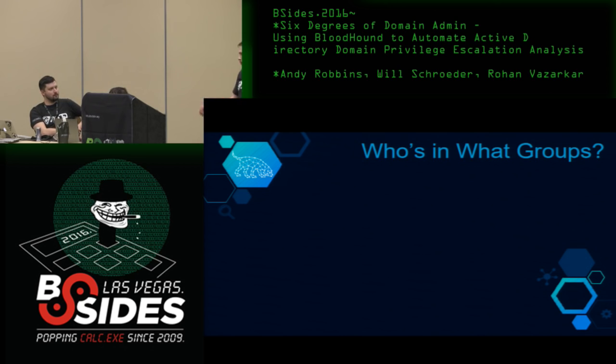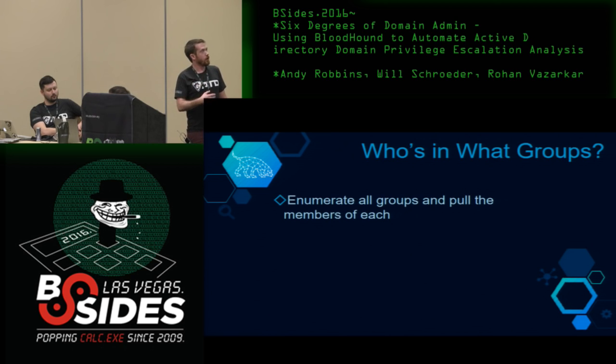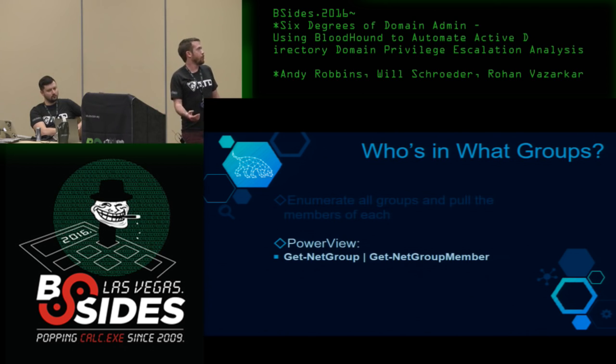The last part is who's in what groups. This is the simplest one of all. So we want to enumerate all the groups, just pull all the group names through LDAP, and then pull out the membership for each. In PowerView, we can do this super easily. Get-NetGroup, pipe it to Get-NetGroupMember. If you're not familiar with PowerShell, this is the pipeline. It passes fully serialized objects between different commandlets or functions that you're running.